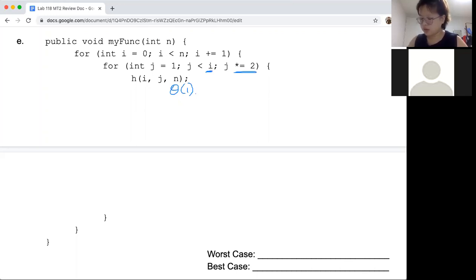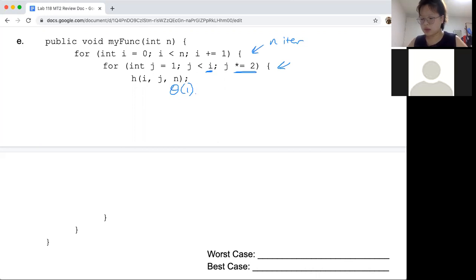Okay, so we know straightforwardly that this is going to be n iterations, and we know that this is going to be, okay, so this is kind of the tricky part. Think about when this inner for loop executes the most number of iterations, right? That's when i is the biggest, right? So maybe i is equal to n minus 1.